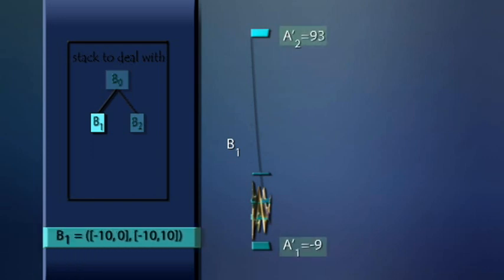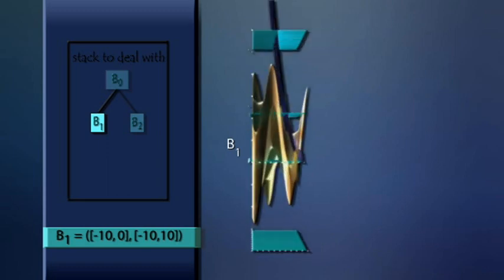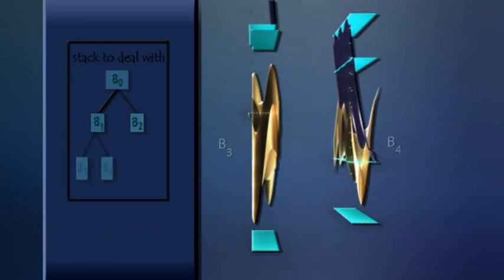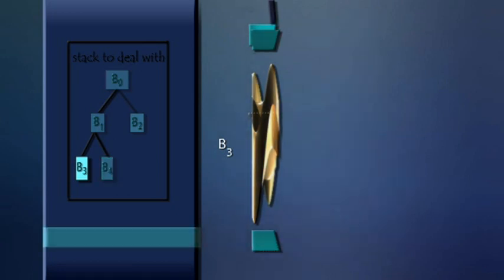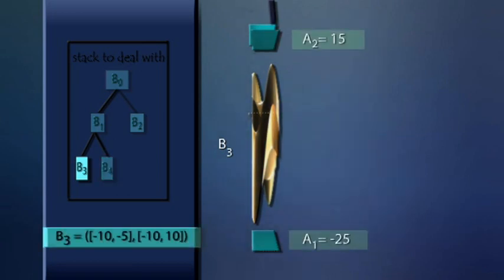The algorithm examines box B1. A'1 equals -9, A'2 equals 93 for the function f2. A1 equals -25 and A2 equals 15 for the function f1. It is possible that this box contains a solution. Therefore, it is again divided into two boxes, B3 and B4. Box B4 stays in the stack. It shall be processed later on.